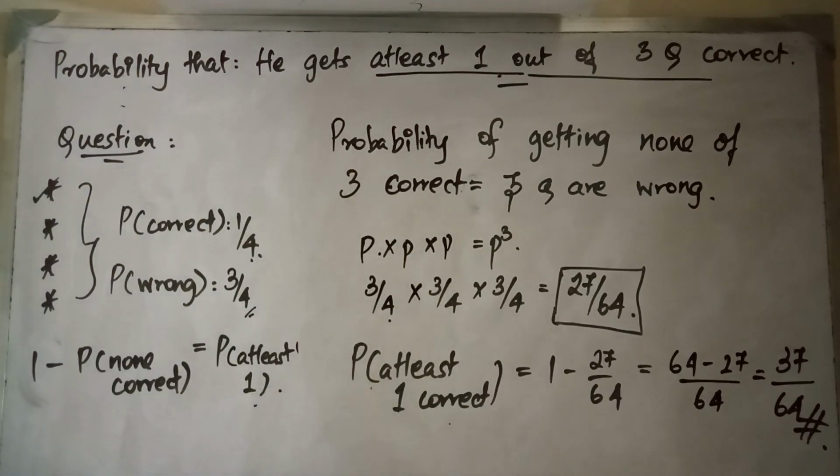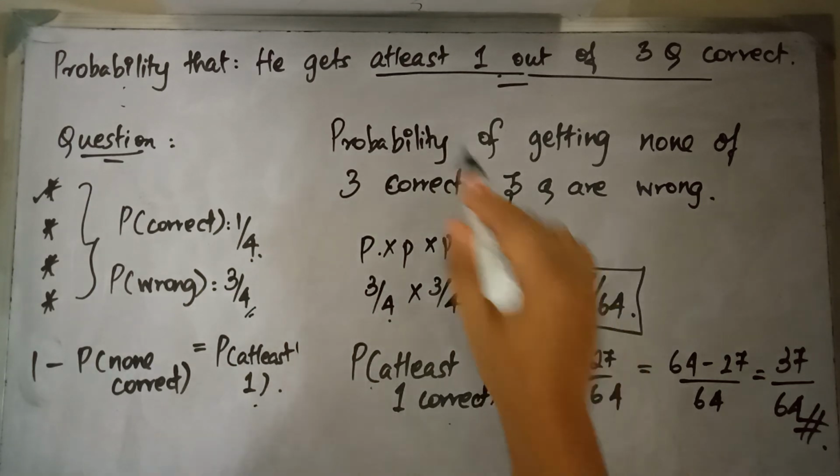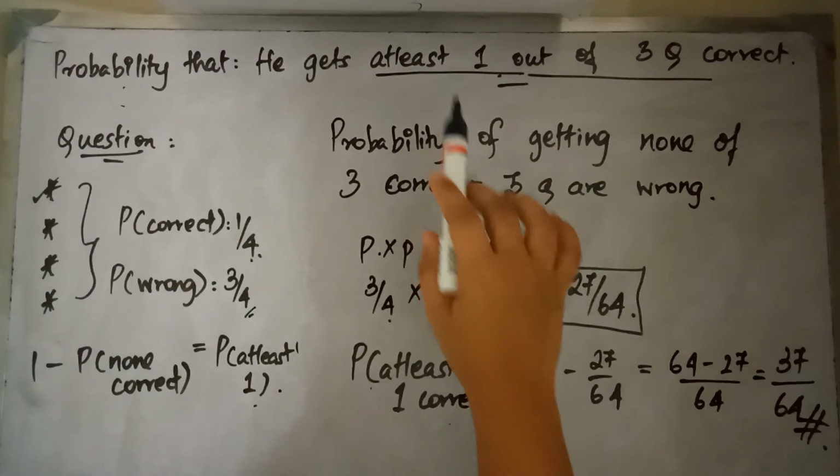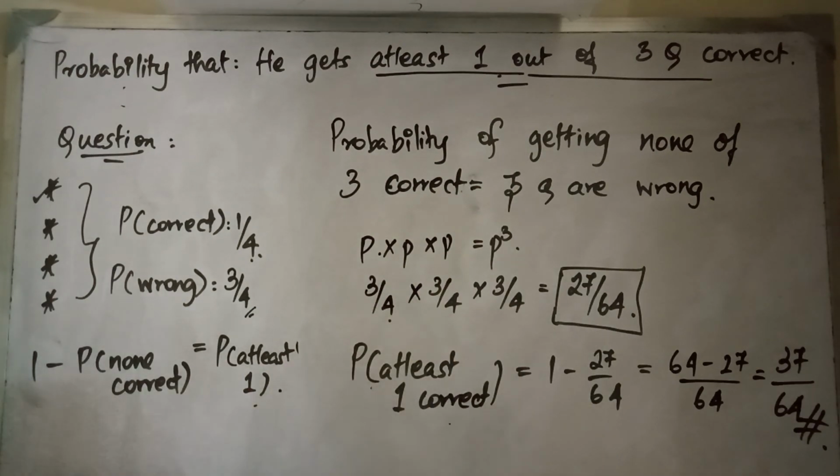So what I've done here is I had to find out the probability of at least 1 out of 3 correct. I'm not finding the probabilities of the individual cases and adding them, but instead what I'm doing is I'm taking the total probability 1 and I'm subtracting that one case which is not favorable, that is none correct. So it simplifies matters and it makes it easier.